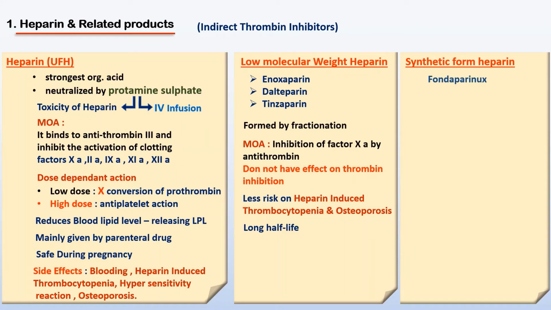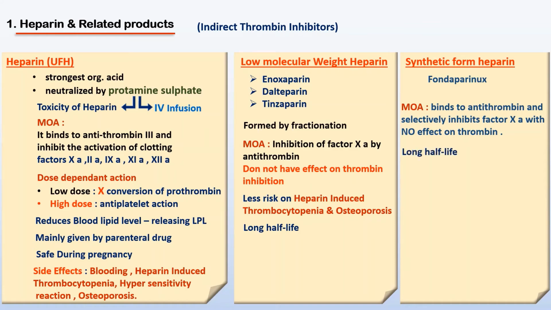The last one is the synthetic form of heparin, that is fondaparinux. This drug also binds to antithrombin and selectively inhibits factor Xa with no effect on thrombin. It also has a long half-life as well as low risk of HIT and osteoporosis. Its action cannot be reversed by protamine sulfate.